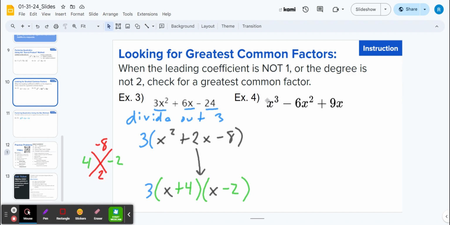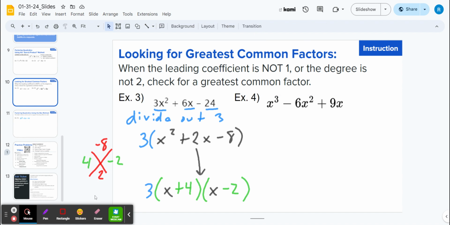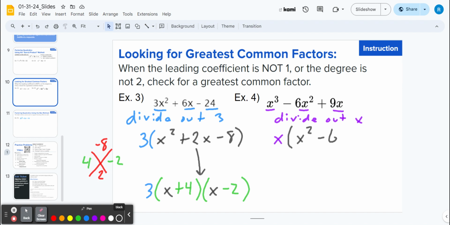We don't have a coefficient in front of this x to the third, but it doesn't fit because our degree is not 2, so it's not a quadratic. However, you'll notice that all of our terms have an x in them, so we can divide out an x from each of these terms. Divide out x. So let's take a look at what that looks like. I have an x times whatever's left over, x squared minus 6x plus 9.